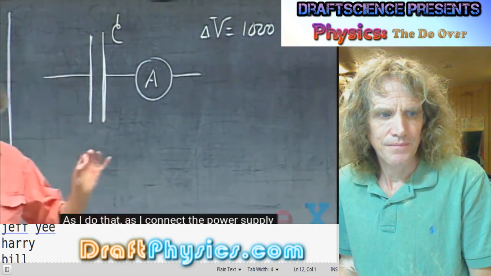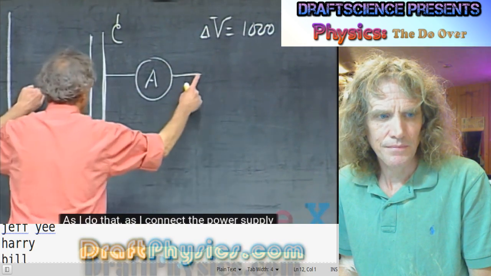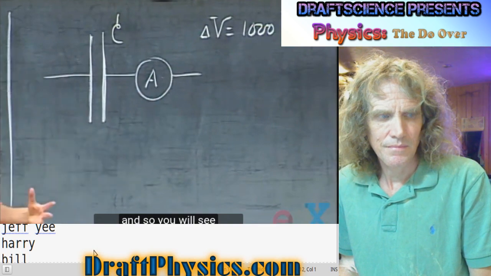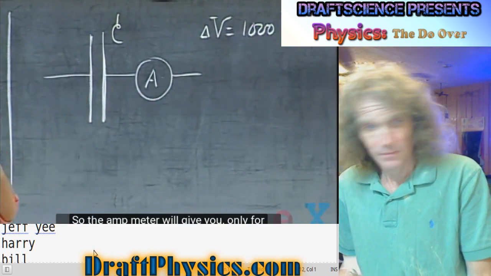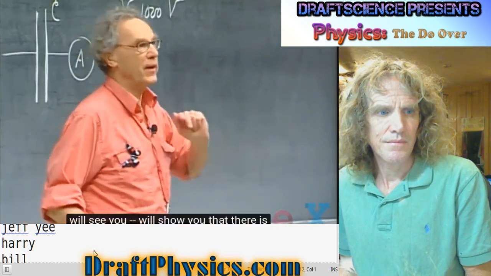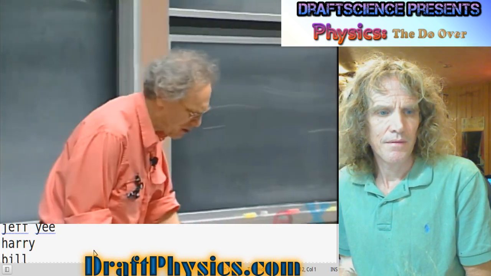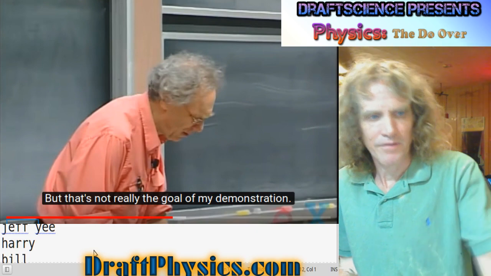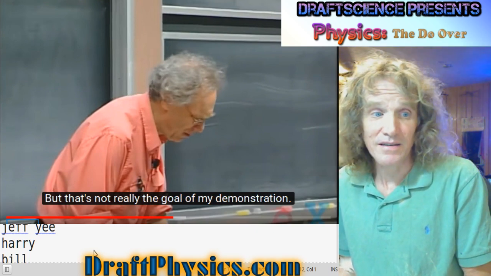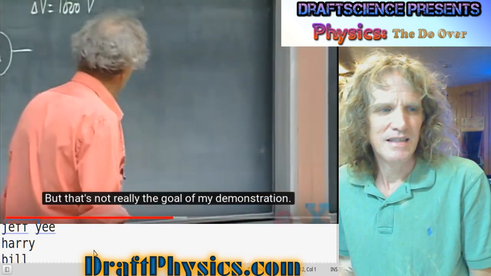As I connect the power supply to these two ends, charge will flow on here, and so you will see a very short surge of current. The amp meter will show you, only for the short amount of time that I'm charging, that there is charge flowing, and you will see that. But that's not really the goal of my demonstration. Somewhere in here he has to have a voltmeter, so I guess I'll draw that next.